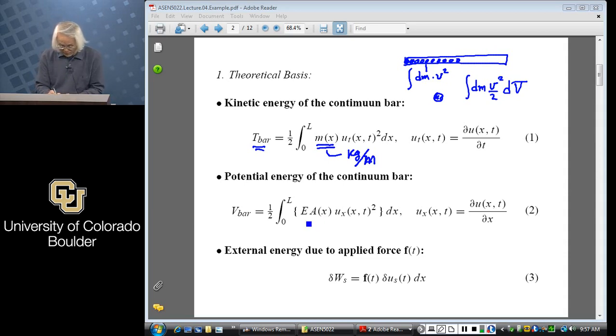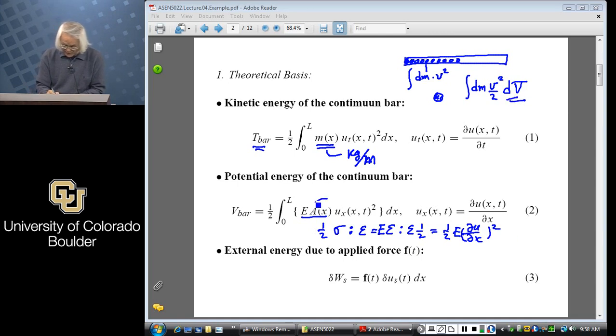The potential energy is EA, because sigma is E epsilon. So half of that is half E epsilon squared. Epsilon is du over dx, and you square it. So when you integrate again over dv, you have the area at each cross section. The area might vary. In other words, dv is area, which is a function of length, times dx.